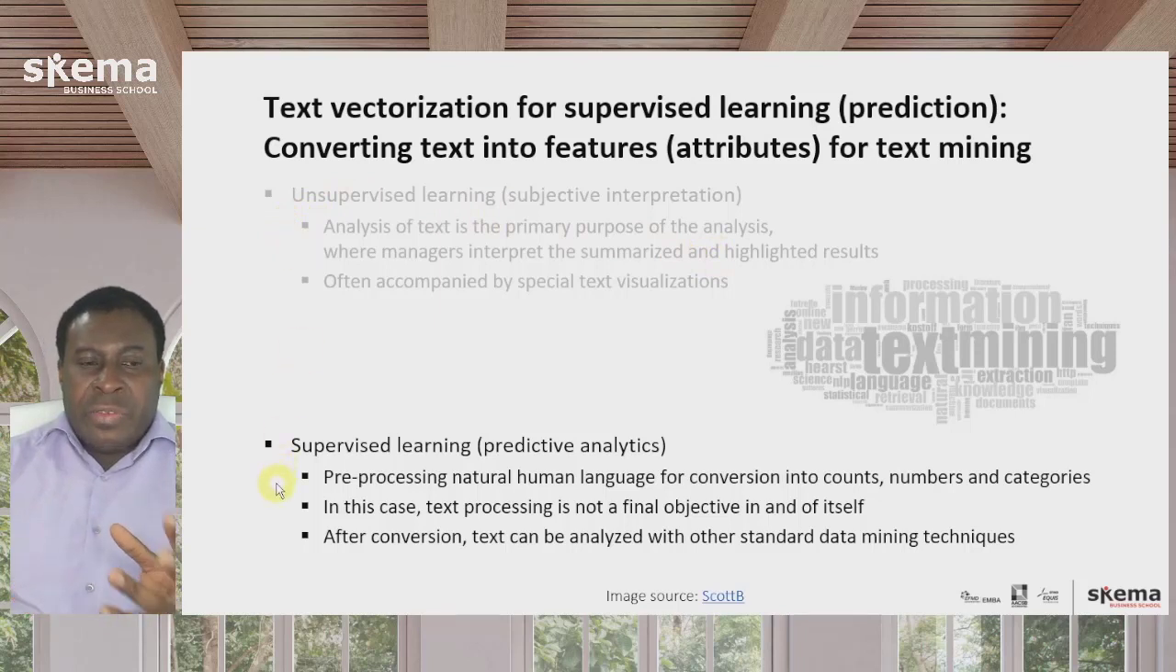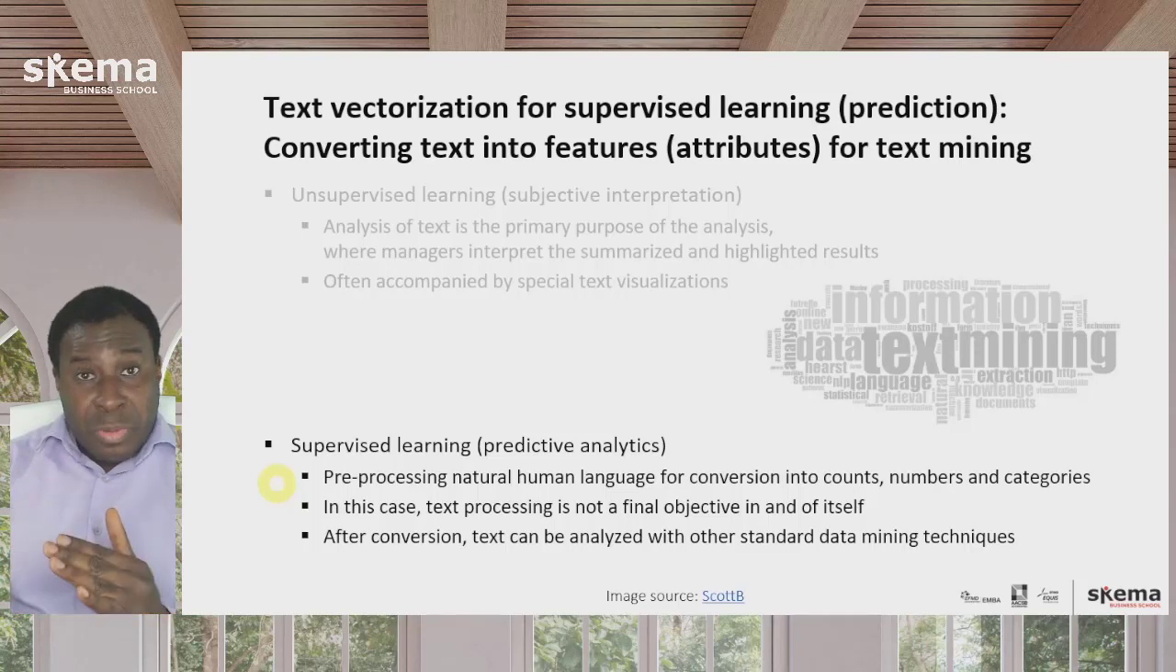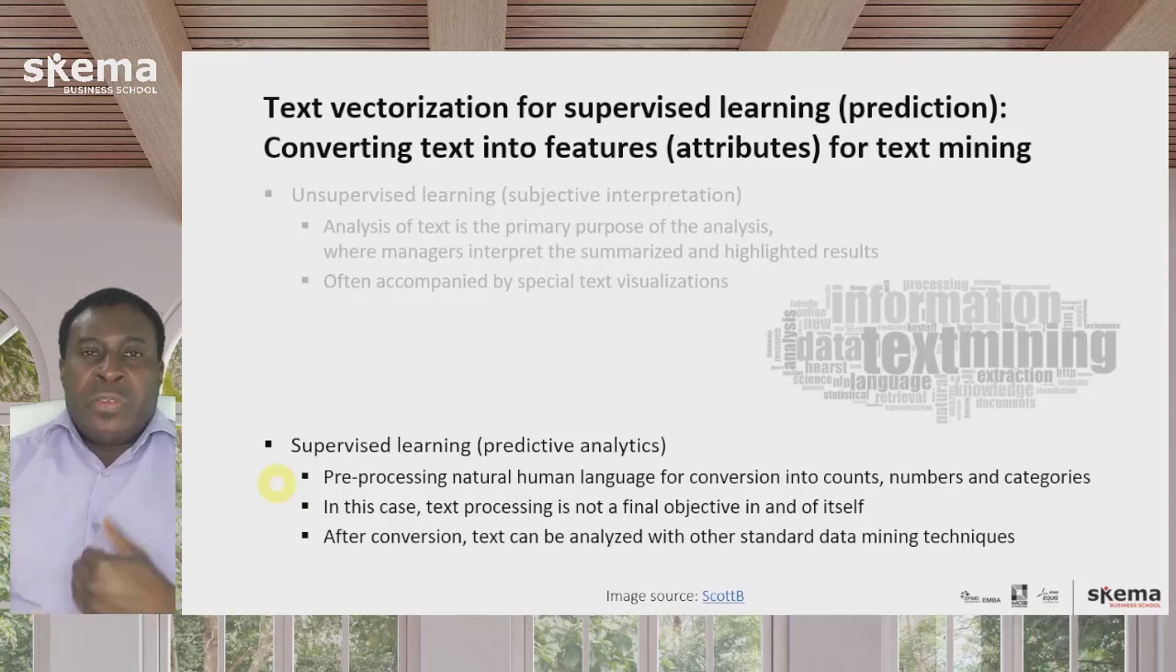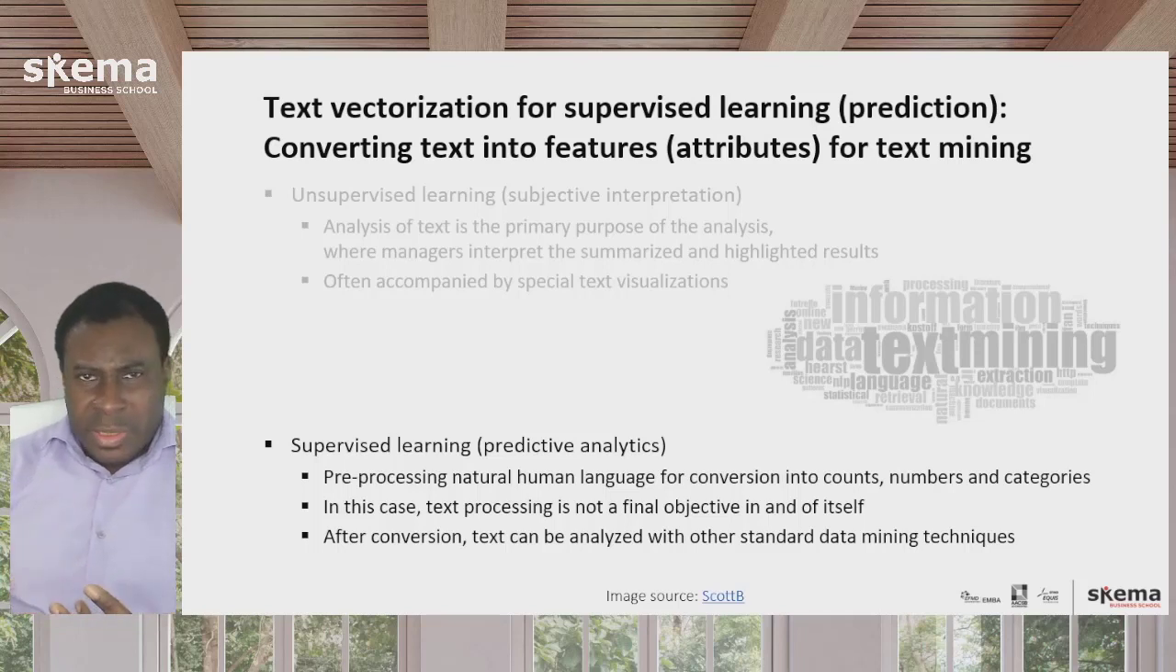We're looking at text mining from a supervised learning perspective, which is often called predictive analytics. Here we are converting rich text such as documents, email, tweets, or so on into features, that is, into numbers or into categories that can then be used subsequently for standard traditional data mining approaches. That's what we're looking at here. Now, the main question is, how exactly do we do this? That is, how do we convert rich, meaningful text into numbers and simple categories?